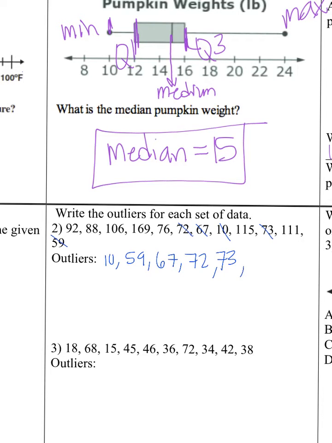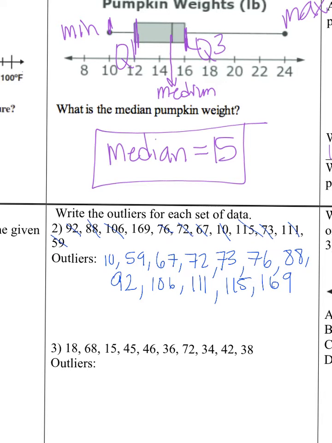The next one is 76. Some of you are a lot faster than me at this. If you are, good job. 88, 92, 106. Make sure you're crossing them off as you write them so you don't get confused. 111, 115, and 169.